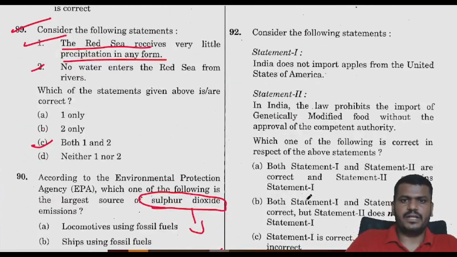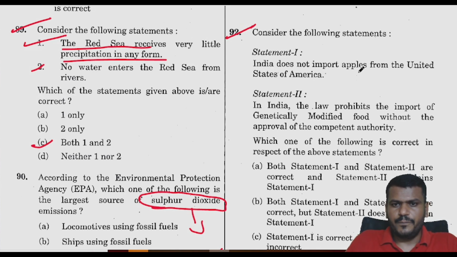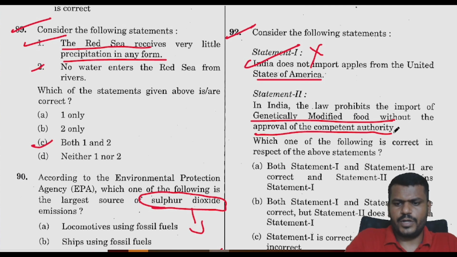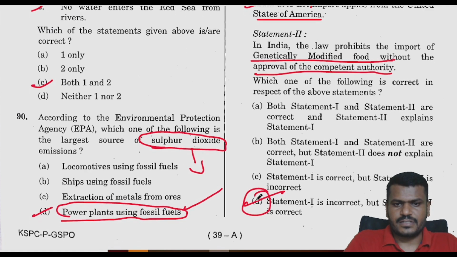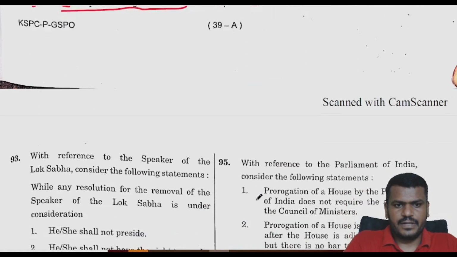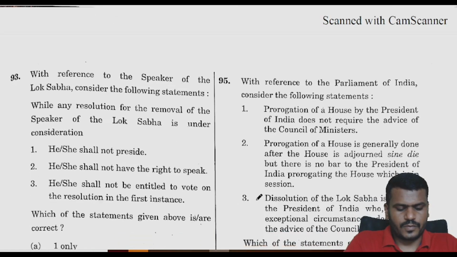Okay. Next, 92nd question. Consider the following statements. Again, a statement based question. India does not import apples from the United States of America. No, India imports apples. This is a wrong statement. And in India, the law prohibits the import of genetically modified food, that is GM crops, without approval of the competent authority. Yes, that is correct. Statement 1 is incorrect and statement 2 is definitely correct. So D is the right answer, guys. India definitely imports apples from America.